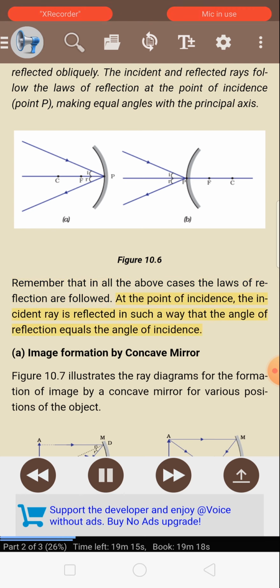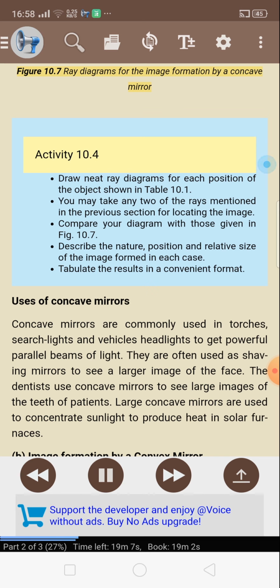At the point of incidence, the incident ray is reflected in such a way that the angle of reflection equals the angle of incidence. Image formation by a concave mirror. Figure 10.7 illustrates the ray diagrams for the formation of image by a concave mirror for various positions of the object.